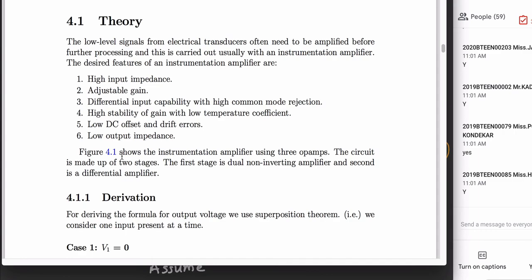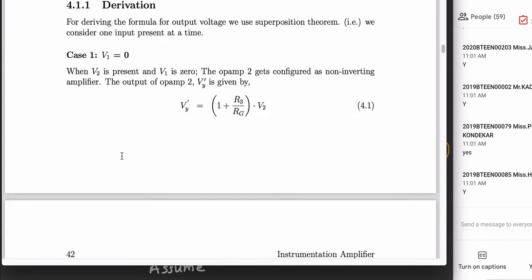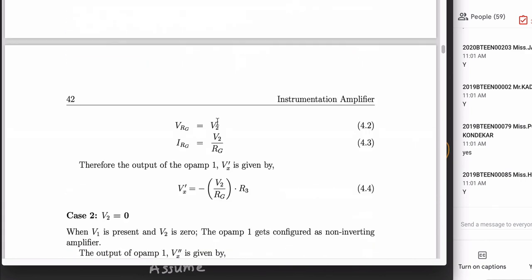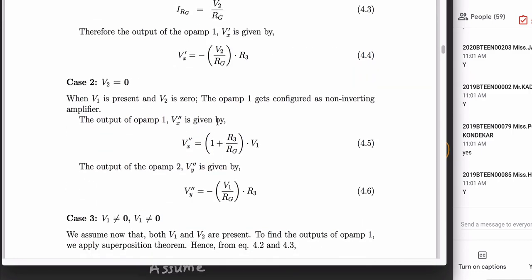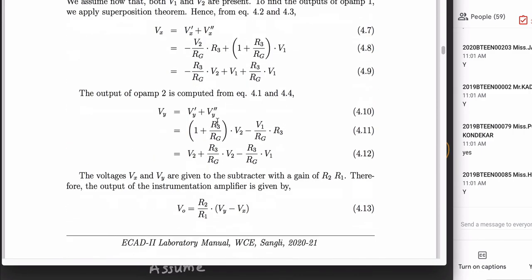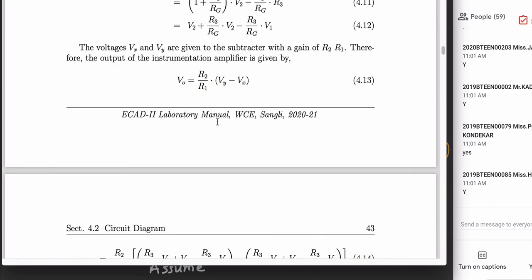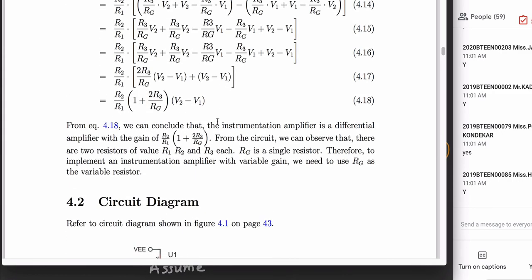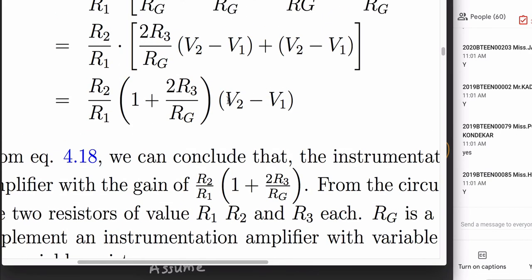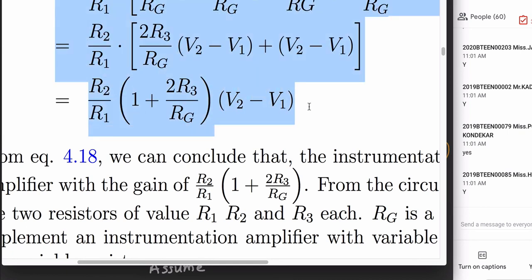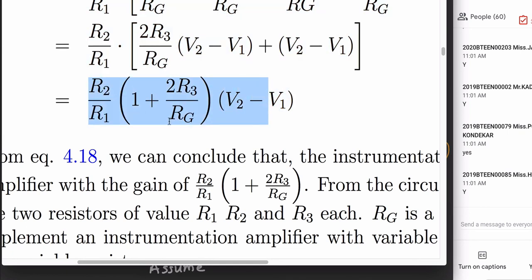So all these things are written here. Please read that. Okay, so go through these cases and then you will get this formula. So it will be a difference amplifier with various resistors connected, but there is a RG resistor.